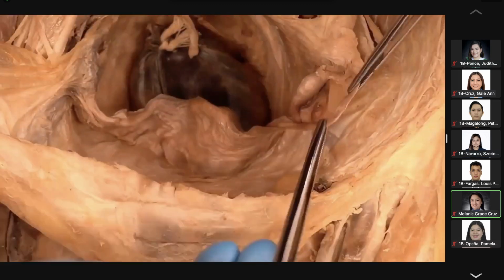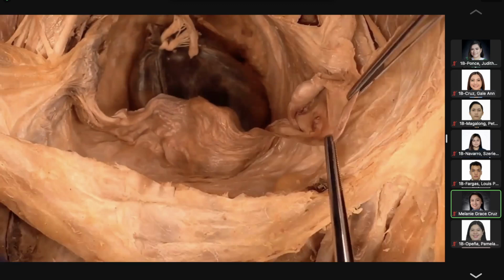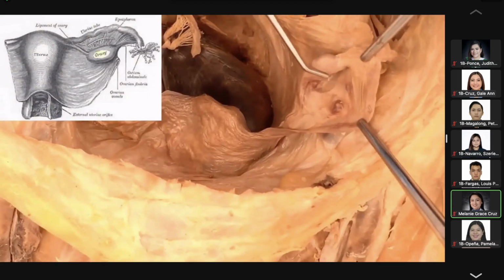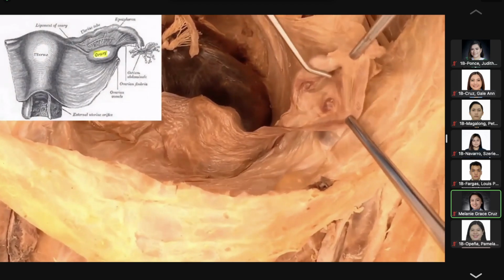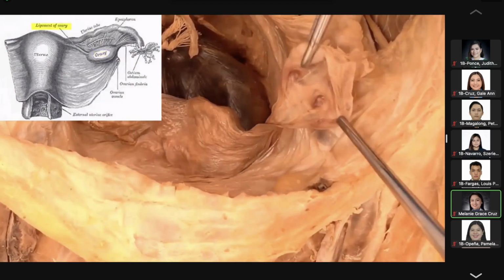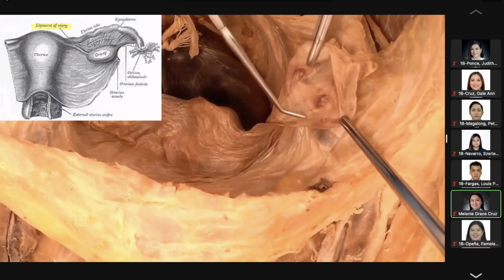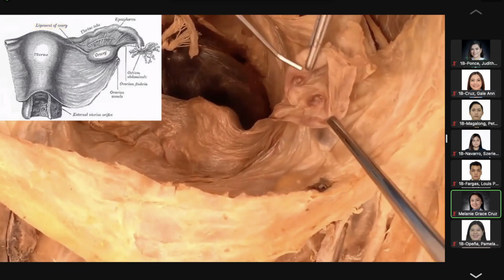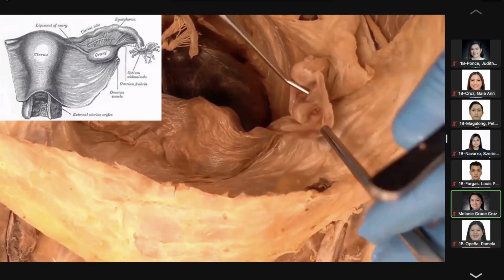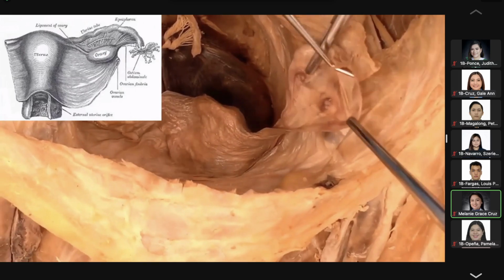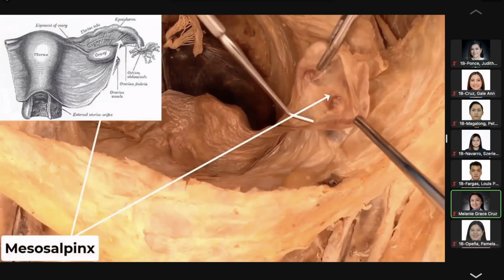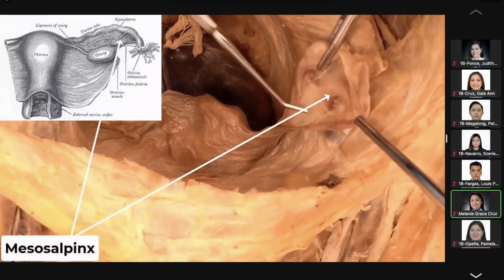I'm going to ask you to hold this tube for me, please. Thank you. Now here we can see the ovary right there, and that is the ovarian ligament, right? Now, this part of the broad ligament between the ovary and ovarian ligament and the tube, you can actually stretch that and you can see a better view of that. This part of the ligament is known as mesosalpinx.